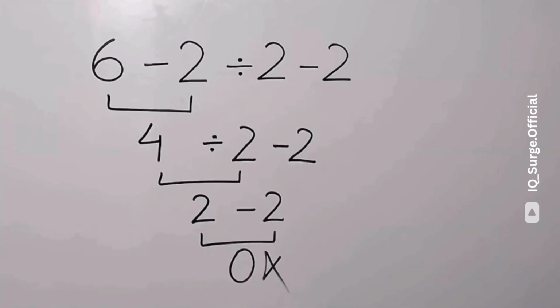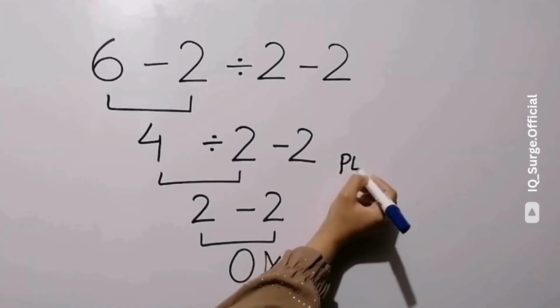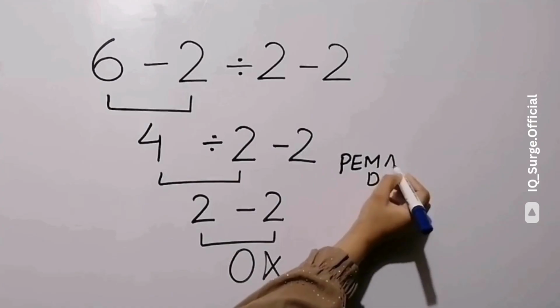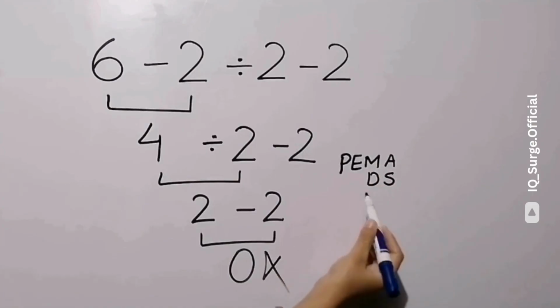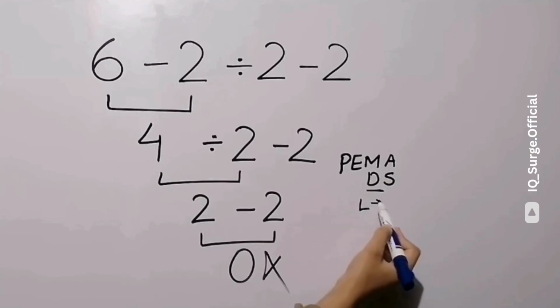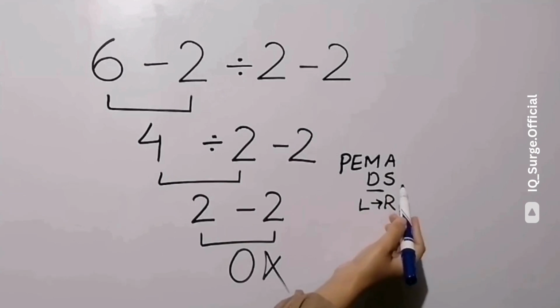But this answer is not correct because according to the order of operations, we handle parentheses first, then exponents, then multiplication and division, and finally addition and subtraction. And for multiplication and division, we move from left to right, and the same applies to addition and subtraction.